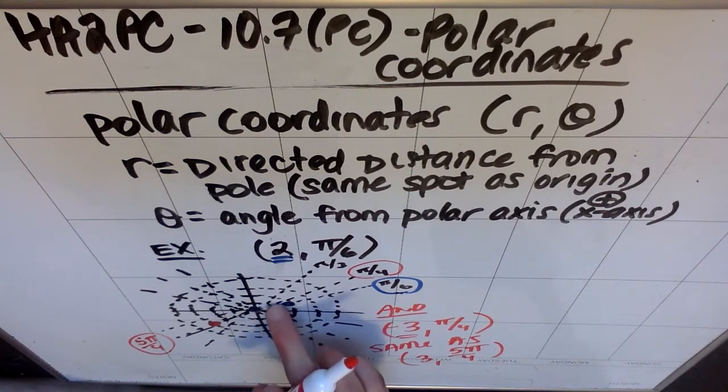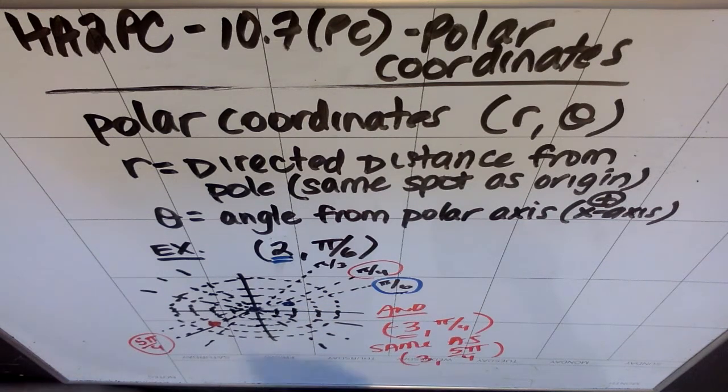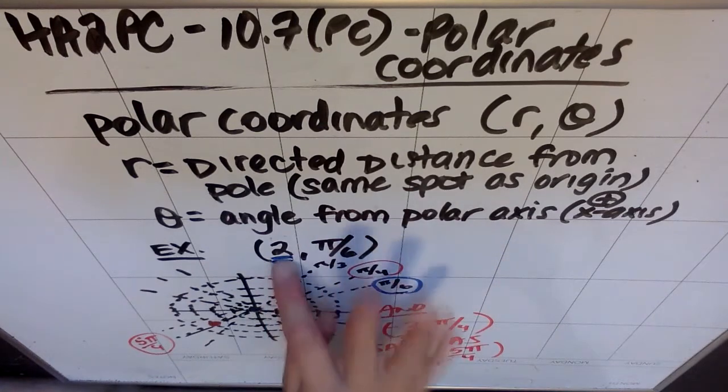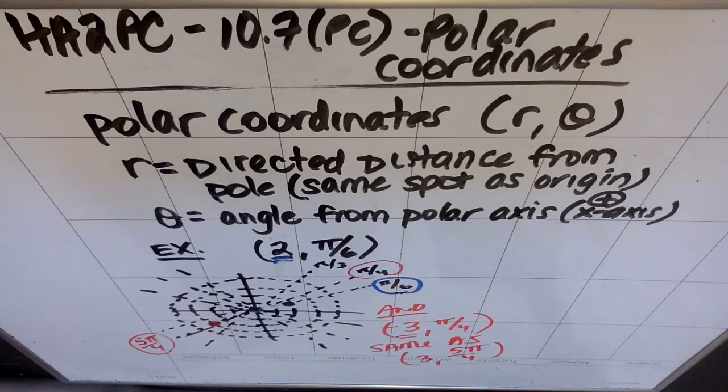It's not the line, it's just this floating point. I only showed you the line so you could see what I was doing. So I walked 1, 2, 3 backwards from pi over 4, but they're actually the same point. So again, you start at the pole, you turn to the direction first, and then you walk however far the radius is. That's how polar coordinates work.